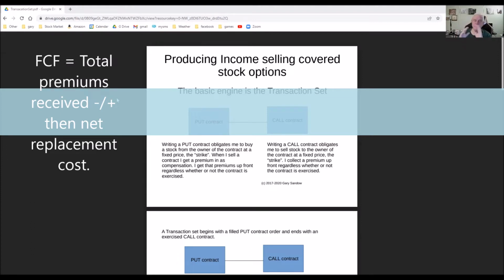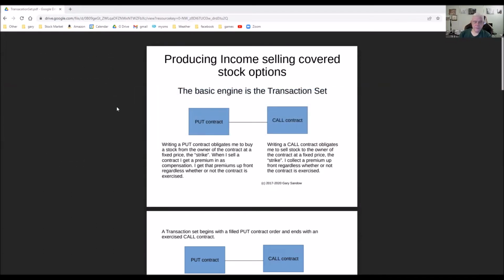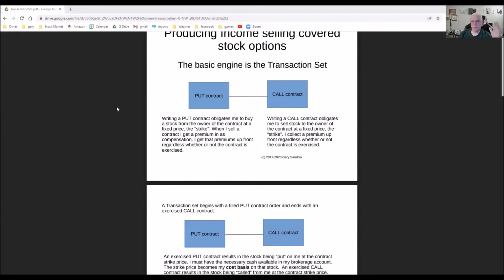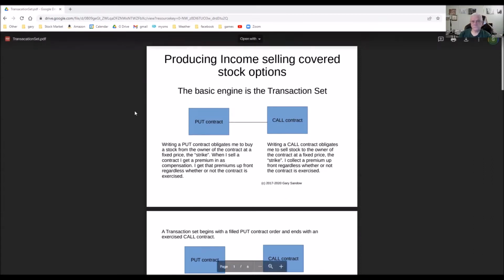So it's important to understand it's the replacement cost, not the cost basis. Big difference. Okay, you can read all the verbiage there on the thing. And remember, you get the premium in your account immediately when the contracts are sold, whether or not they're exercised.